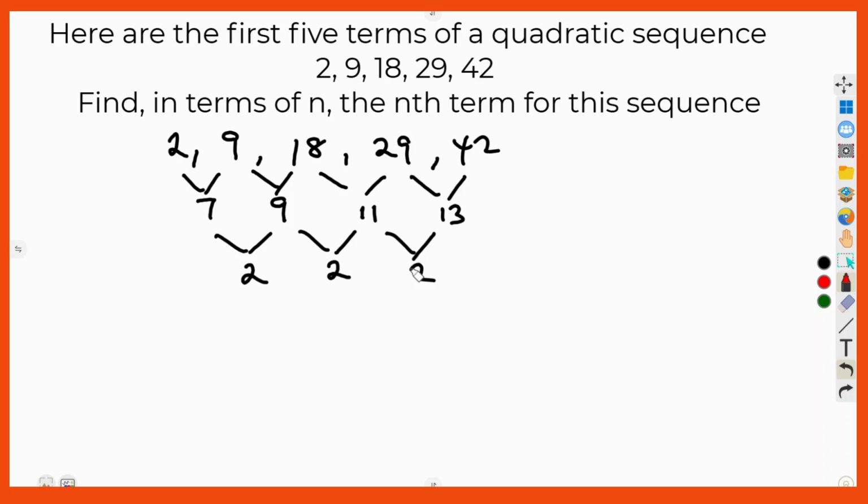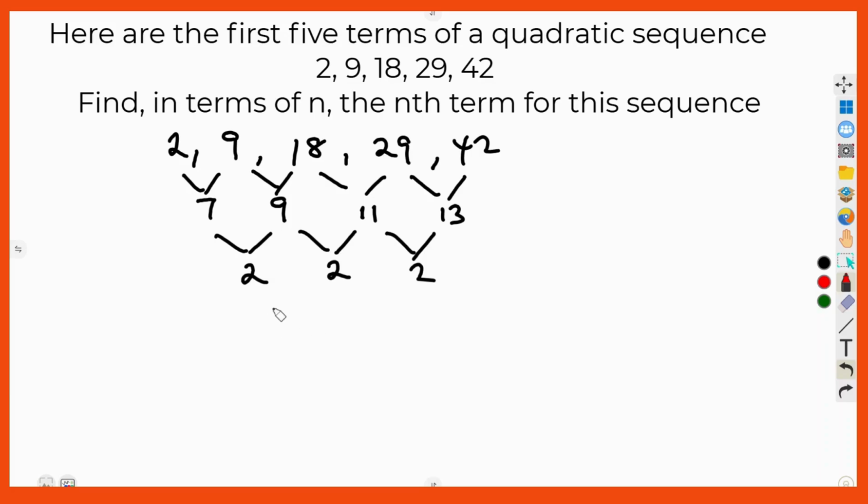Now that is expected for every quadratic sequence that you do. The second difference has to be the same number. You could have 2, 2, 2 here, or you could have 4, 4, 4 here, you could have 6, 6, 6 here, you could have 8, 8, 8 here. So the numbers in the second difference have to be the same.